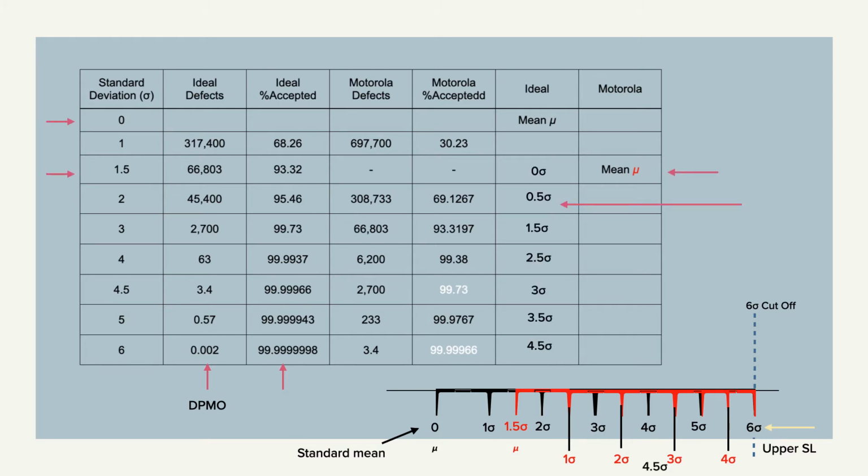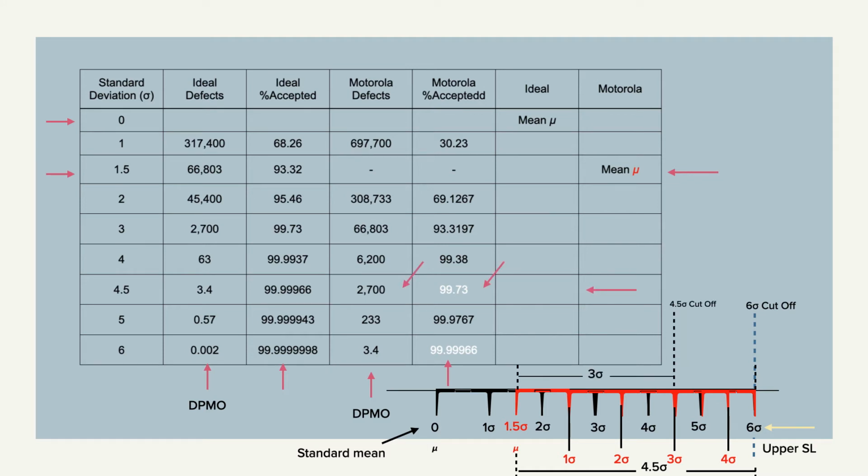In the Motorola model data, they included environmental conditions and time. So the new mean was 1.5 sigma away from the standard mean. So the percent accepted is now at 4.5 sigma away from the new mean, but the point is the real data stays within the specification limits. Therefore, it has 3.4 defects per million opportunities and 99.99966% accepted, with operation conditions also accounted for.